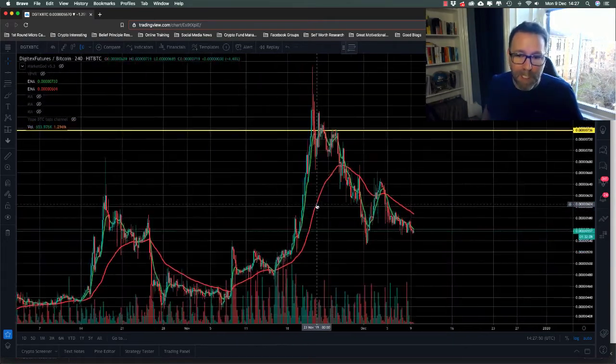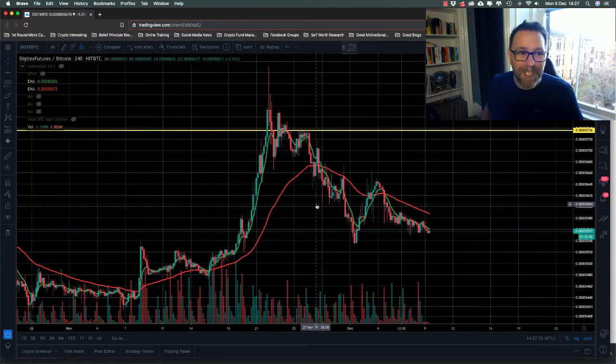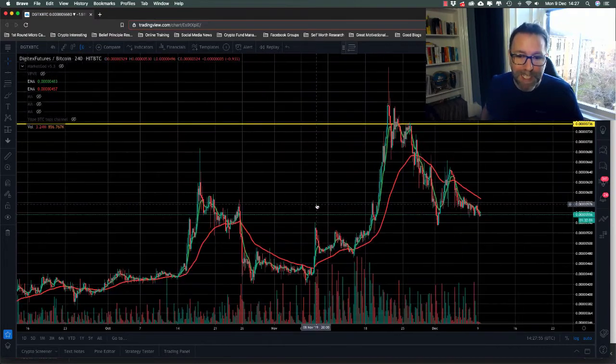And again, you have to look at the fundamentals of this as well. This could potentially be explosive, but it could potentially go to zero as well if nothing happens with the exchange.